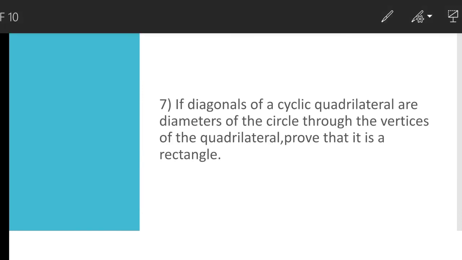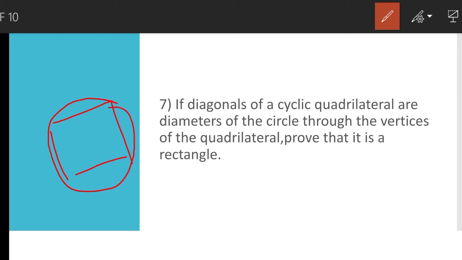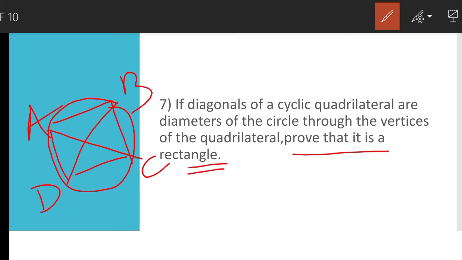Now question number 7. Question number 7 says, if the diagonals of a cyclic quadrilateral are the diameters of a circle. So we have a cyclic quadrilateral, or we can say the quadrilateral lies inside of a circle. Their diagonals are diameters. So BD and AC are the diameters of the circle. So we have to prove that it is a rectangle. This cyclic quadrilateral is a rectangle, that we need to prove.